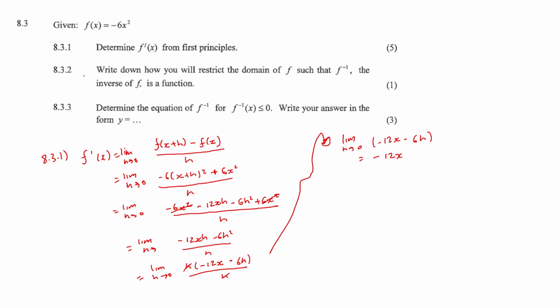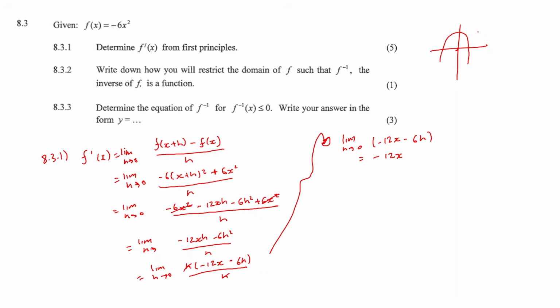Question 8.3.2. Write down how you will restrict the domain of f such that the inverse of f is a function. So this is a parabola, and right now we have a negative parabola. It actually goes through the origin, but anyway, when we invert a parabola, we then end up with it being not a function, as it does not pass the vertical line test.